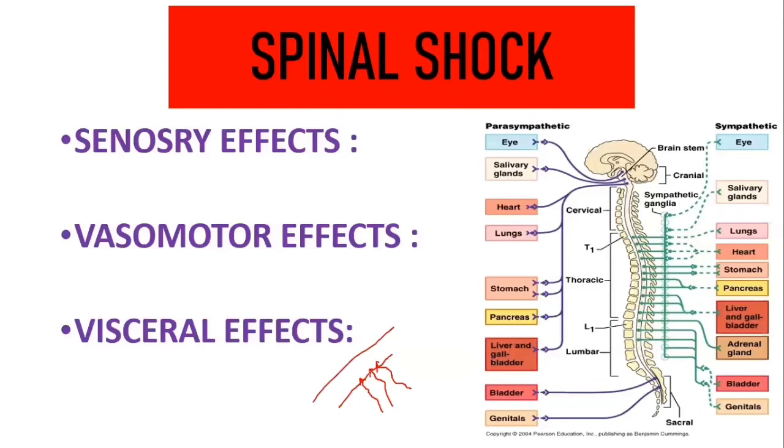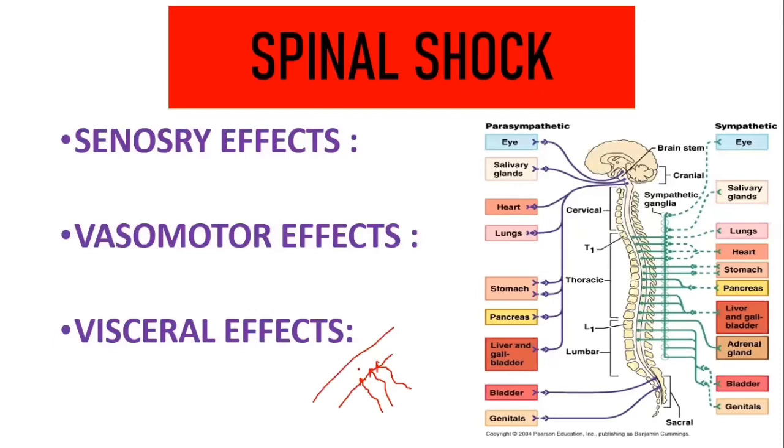Now tell me, I went for a bike race and my T1 level is damaged. What is going to happen? Ultimately, கீழ இருக்க எந்த ஃபைபருமே சப்ளை பண்ண போறது இல்லை, right? We do not have any fibers arising from the thoracolumbar outflow. So what is going to happen? My arteriole constriction will not happen. Instead of that, dilatation is going to happen.